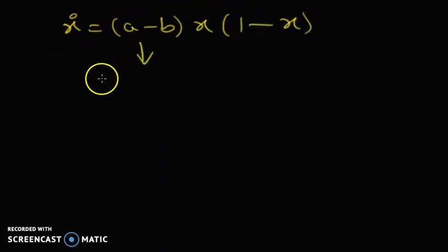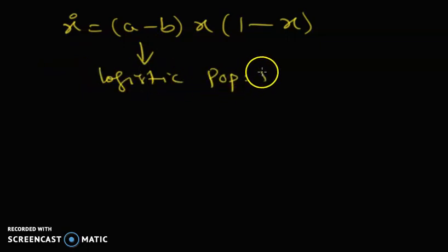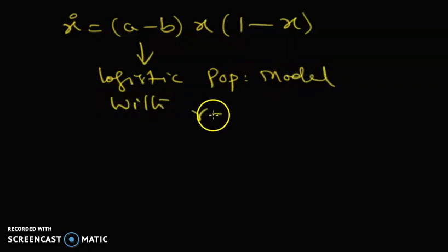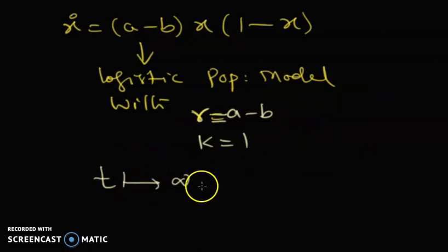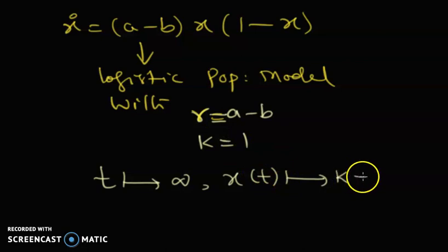So this is the logistic population model with r equal to a minus b and k equal to 1. But for the logistic model, we already know that as t goes to infinity, x of t goes to k. But in this case, k is equal to 1.